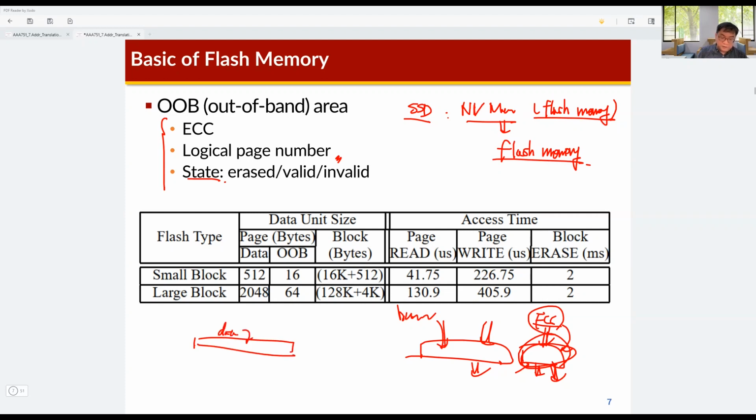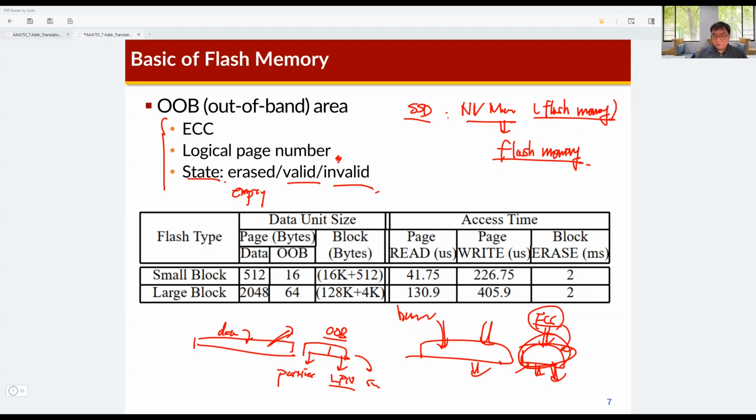Data is stored in this data area, and then this OOB area. The OOB area has the parity bit for ECC and additional information such as the logical page number, LPN, and the state of this page, like erased. Erased means that it's empty. Valid means that the data is written to this page, and invalid means the data is invalidated.